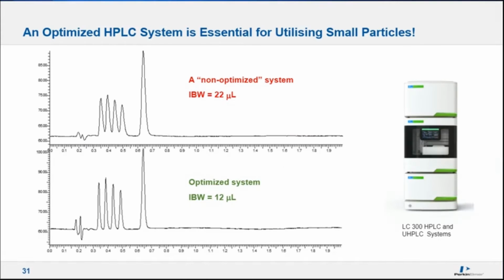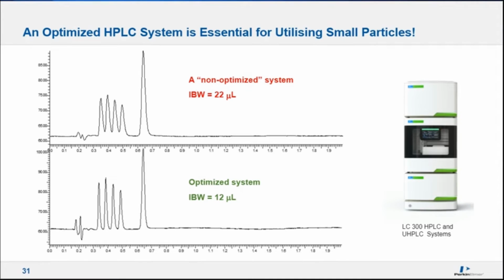Now, one thing that's very important to note is that your choice in particle size is related to the quality of your HPLC. In this case, we can see that we're comparing two different chromatograms, one with a larger dead volume or internal volume of 22 microliters, compared to a system that's optimized at 12 microliters. You can see that we get baseline separation of all our components with the optimized system.